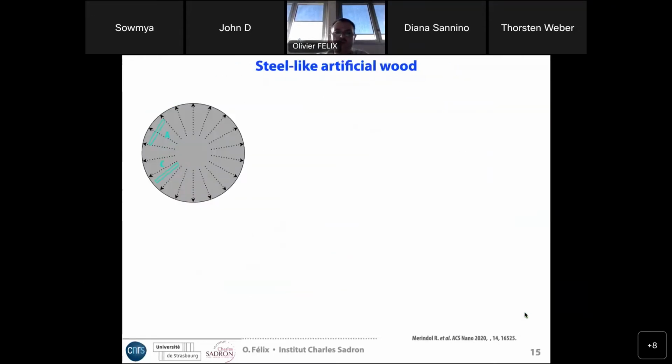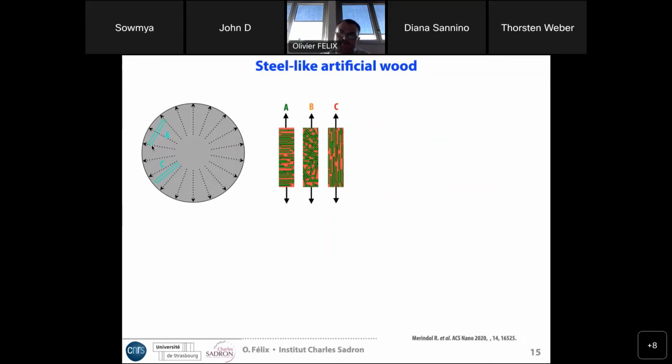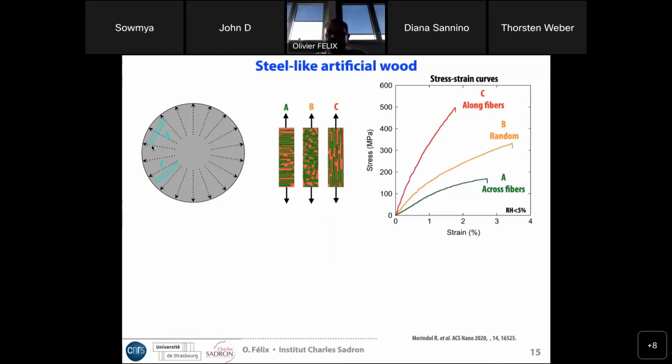What we can do now is also cut pieces of films in the direction of the fibrils, which is sample C, or perpendicular to the fibrils, which is sample A, and compare them to the random one that was prepared previously, which will be sample B. And you can measure the mechanical properties of this film by tensile test. You have it here. That means you have the stress versus strain curve. And you can see that the best mechanical properties are obtained along the fibers.